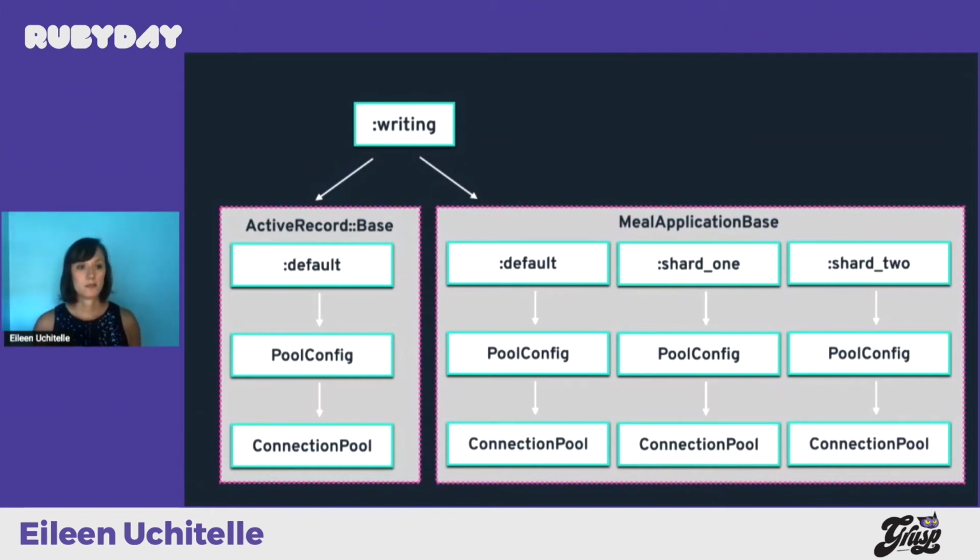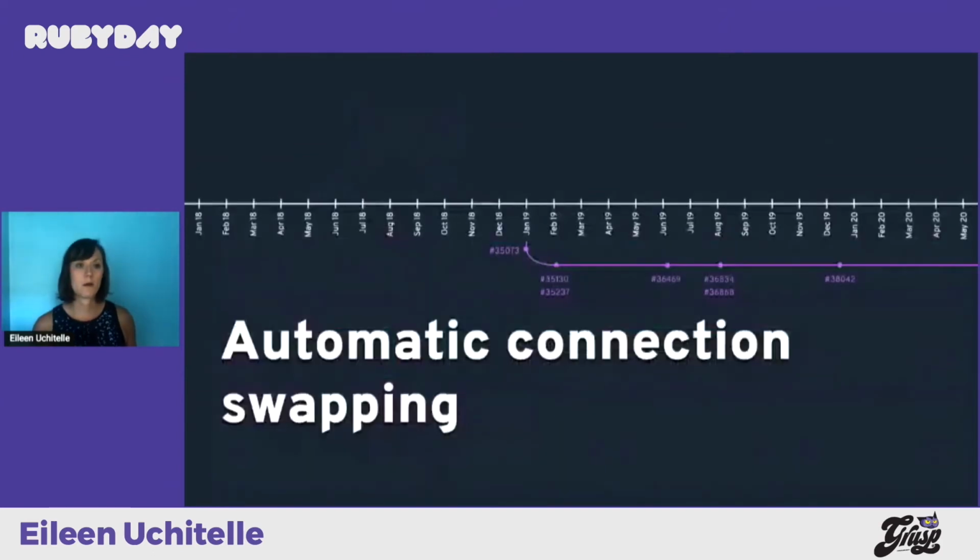Another multiple database feature that Rails provides is a middleware for automatic connection swapping. Currently, only role swapping is supported. Sharding support should be coming soon, but I've been saying that for months. We just haven't gotten around to it.